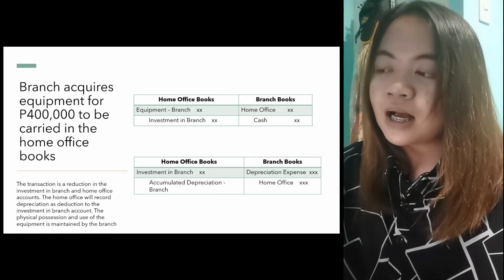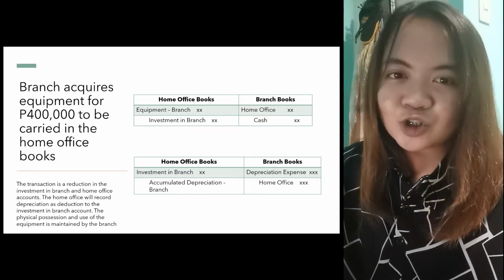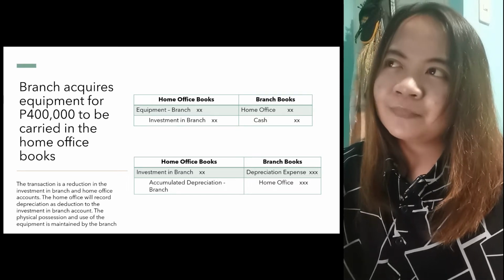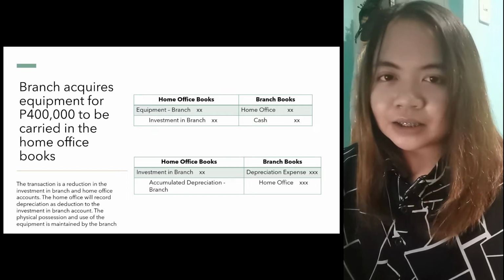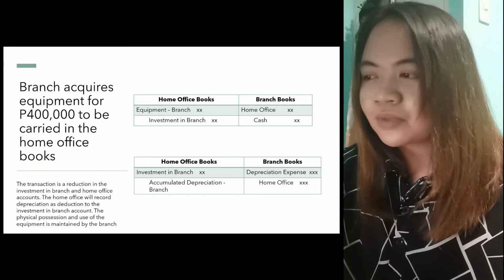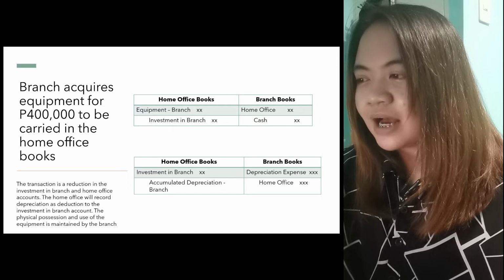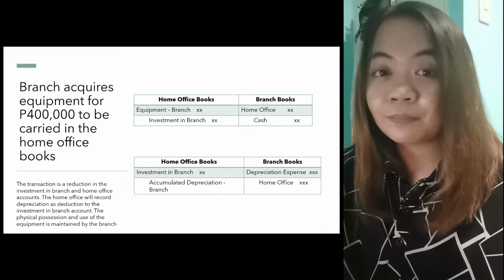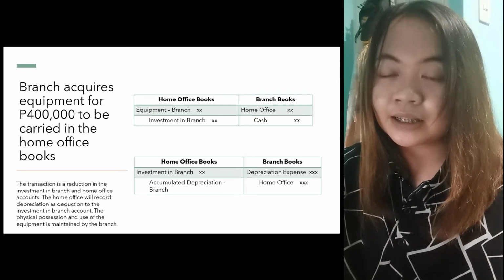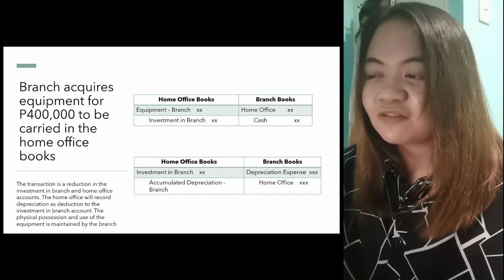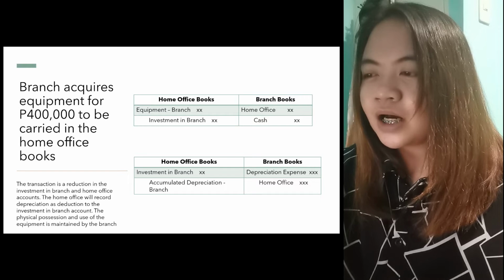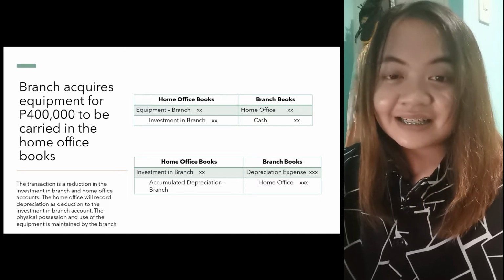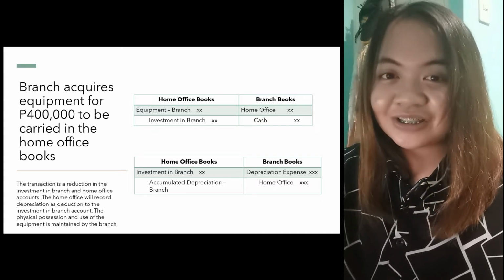Ito, ilalagay din siya sa home office books. Kumbaga pag sinara si branch, yung equipment kay home office. Okay? So, home office books, we have debit, equipment, branch. You have to indicate na kay branch siya. And then, credit investment in branch. Okay? Then, for the branch books, you debit home office. Okay? Then, you credit cash.